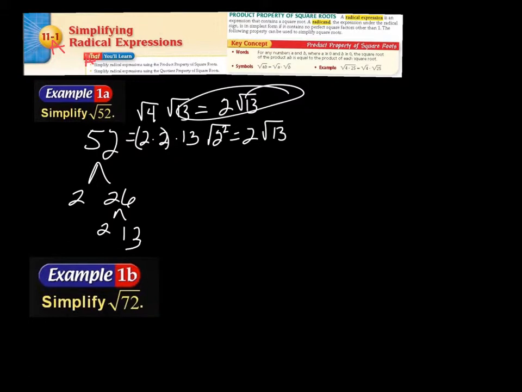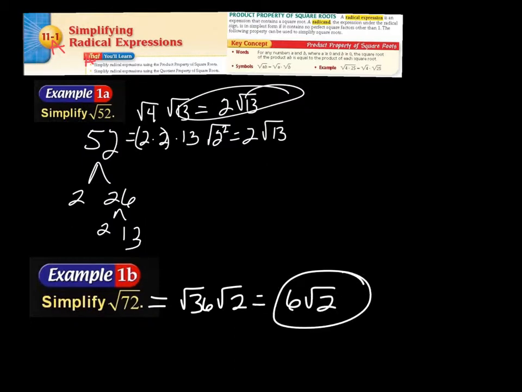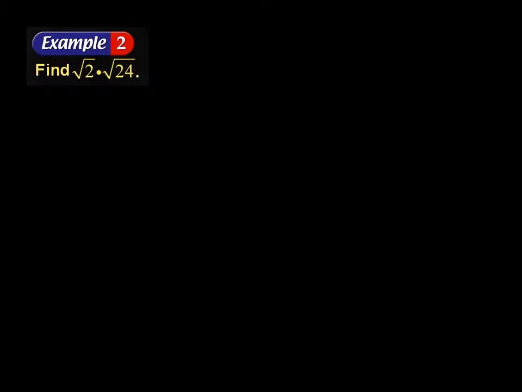The quickest way to do this one would be the square root of 36 times the square root of 2, which is 6 square root of 2. Now I'm sure a lot of you have already figured out your calculators will simplify radicals, but it won't do anything about variables. And it also won't simplify any more than 3-digit numbers, I believe. Okay, so let's look at this guy.